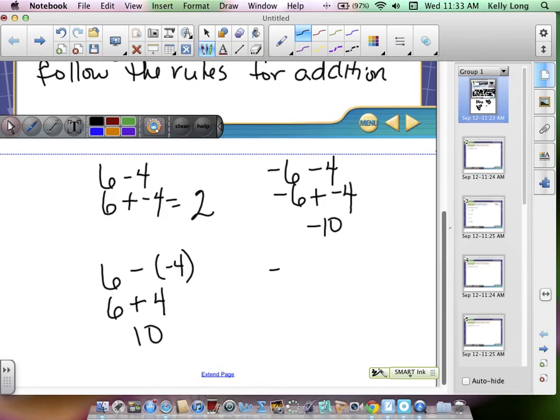All right, what if I had negative 6 minus a negative 4? Okay, same thing, negative 6 plus, change the sign of my second number. It's a negative, so it's going to become a positive. Now I'm adding with unlike signs, so I subtract and take the sign of the larger number. So my answer is a negative 2. Okay, so that should all be in your foldable. Now the rest of this you can put in your notes.